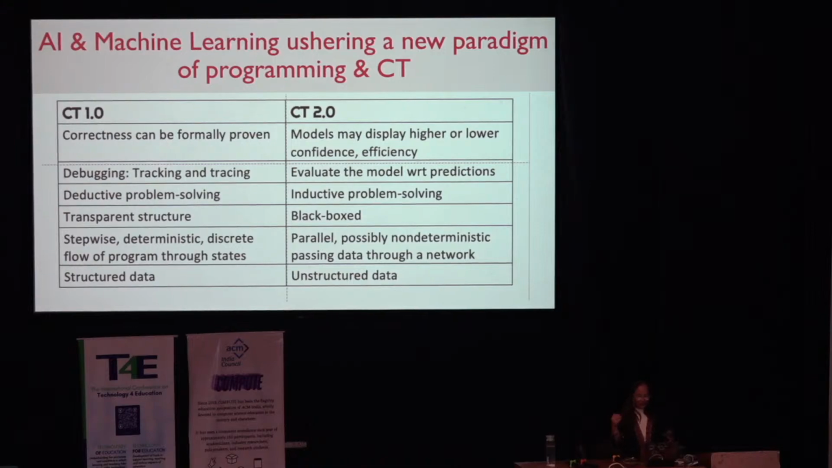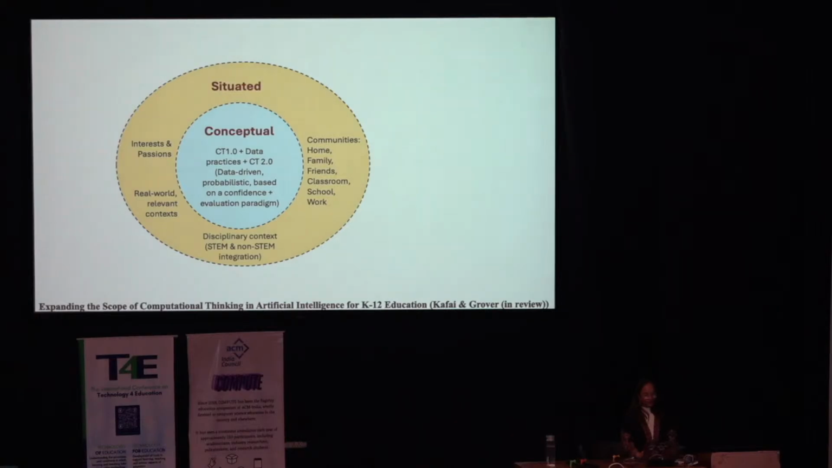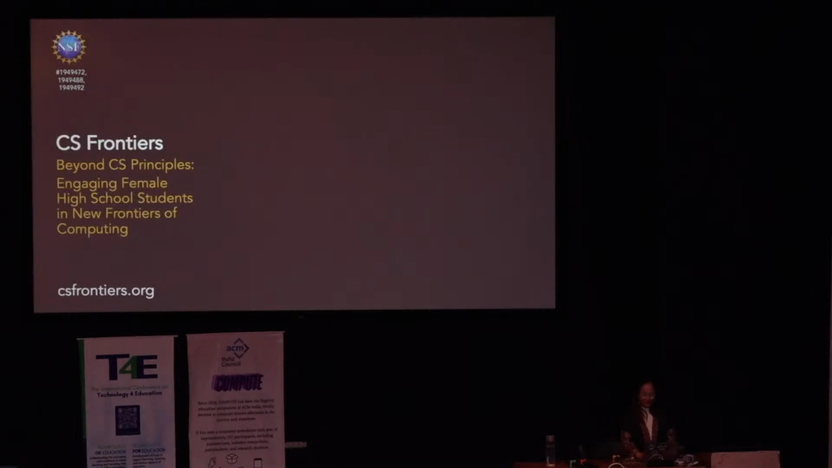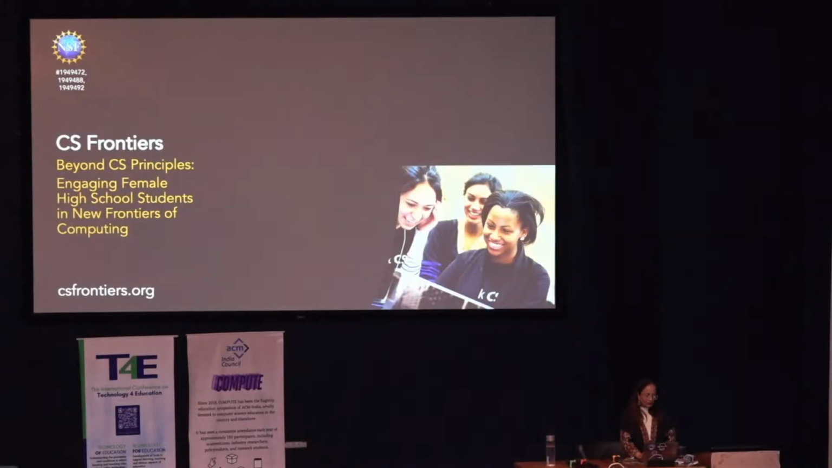and it's black boxed, it's unstructured data, etc., etc. And so we have to evolve our CT and computational thinking learning to include this in addition to the old CT, which continues to be relevant, and include data science, etc. And we also need to build on the situated and critical and justice-centered ideas and embed them in CT learning. So a couple of quick examples from my research.